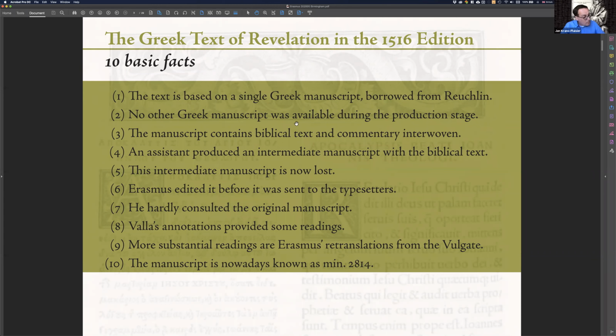And finally, the manuscript is nowadays known as Minuscule 2814. Well, how do we know all this? Well, we go to the sources, of course, ad fontes.